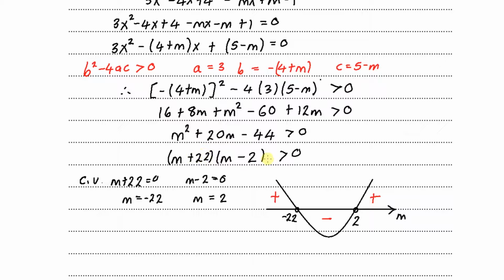But here we're saying that this function of m is greater than 0, which means we want values of m that are less than minus 22. That's where this quadratic function is above the m-axis or positive. And also, we want values of m that are greater than 2. That's also where this graph is greater than 0 or positive. So this is the set of values of m.